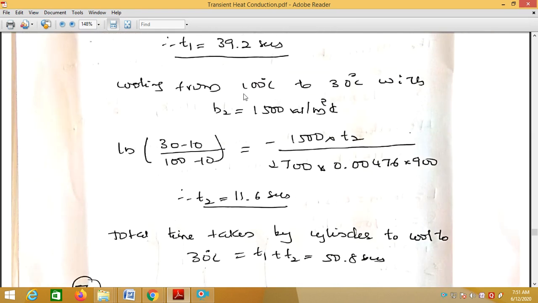Now the second step: it is cooled from 100 to 30 degrees centigrade. 100 becomes the initial temperature, T is the temperature attained at any time, 30 degrees centigrade, and the water temperature is 10.